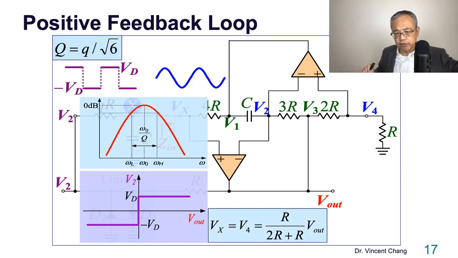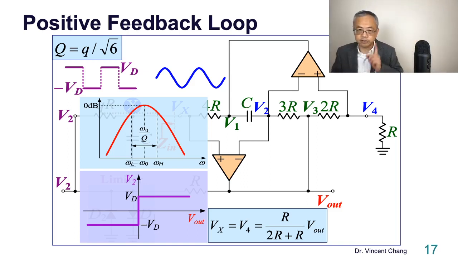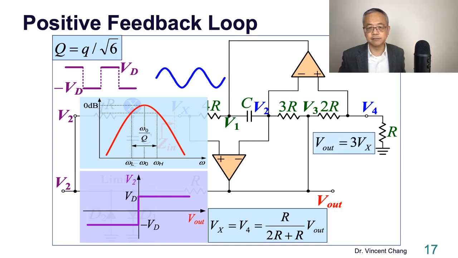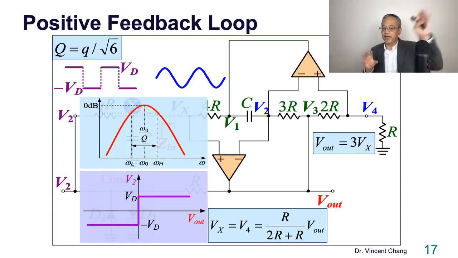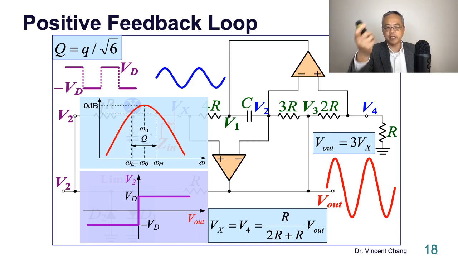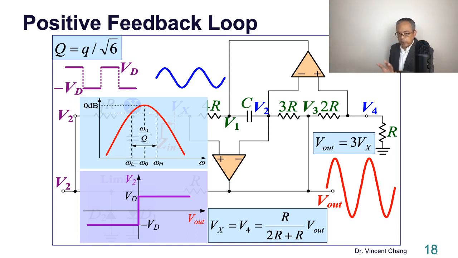But what's the relationship between V out and Vx? Vx equals V2, V2 equals V4, right? Because of the two virtual shorts. And then V4 equals what? V out through the divider, with the 2 plus 1 in the denominator and the 1 in the numerator. So 1/3. So V out equals 3 times Vx. If you are not happy with this 3 times, you can increase 2R. You can just adjust the resistance values and change the multiplication between V out and Vx. But in this case, I just want to give you a concept. So it's 3 times. The red sine wave has a magnitude 3 times that of the blue sine wave.